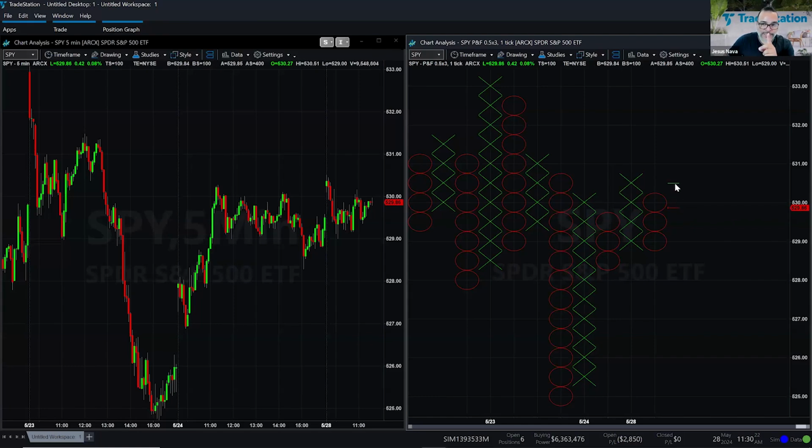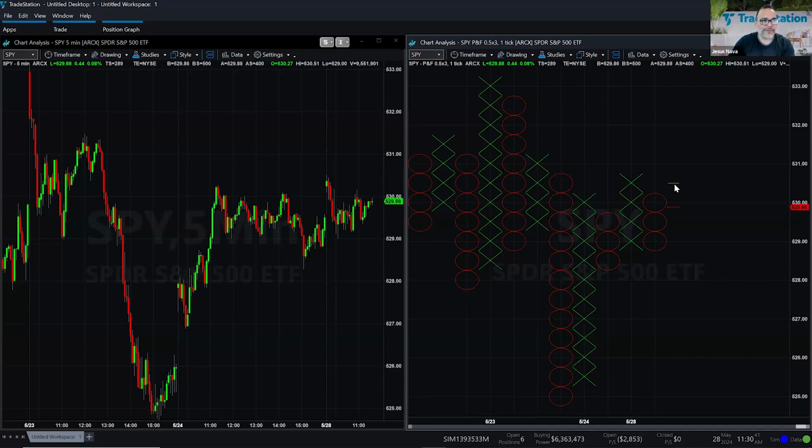But it's also important, this little green line at the very top, that is your reversal line, which means that if the price were to reach that level, it'll turn your point and figure chart into a column of X's, because that's where the reversal amount is.